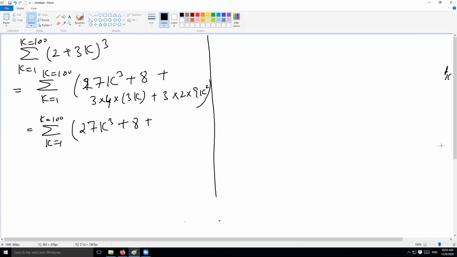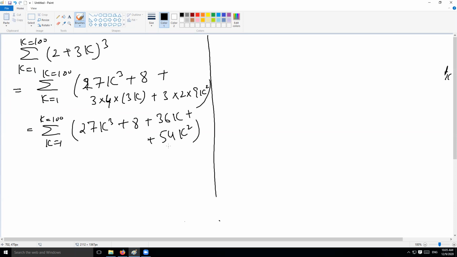For example, there are going to be 4 terms here in this sum. So 3 times 4 times 3, that is 12 times 3, and this is going to be 36k. Plus, this is going to be what? 3 times 2 is 6, and 9 times 6 is 54. So 54k squared. Okay, so you have it.